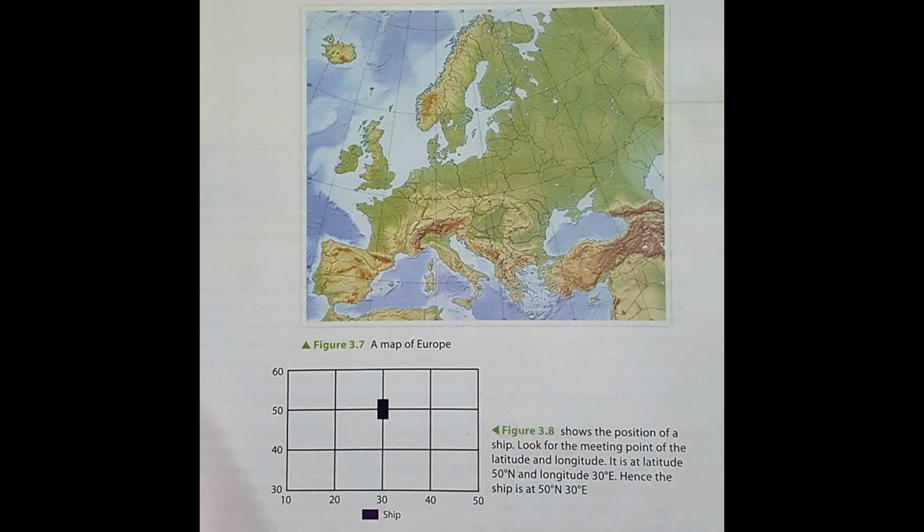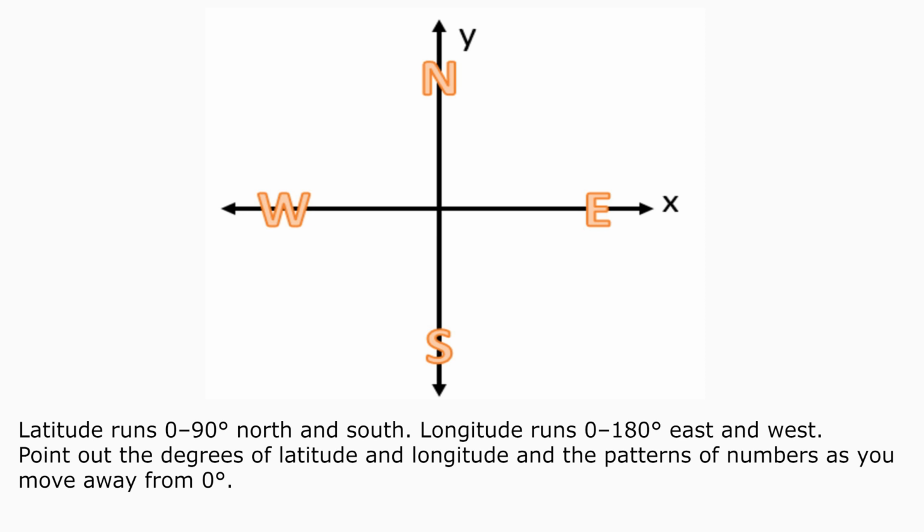Figure 3.8 shows the position of a ship. You can see the picture. Look for the meeting point of the latitude and longitude. It is at latitude 50 degree north and longitude 30 degree east. Hence, the ship is at 50 degree north, 30 degree east. Students, latitude runs 0 to 90 degree north and south. Longitude runs 0 to 180 degree east and west.